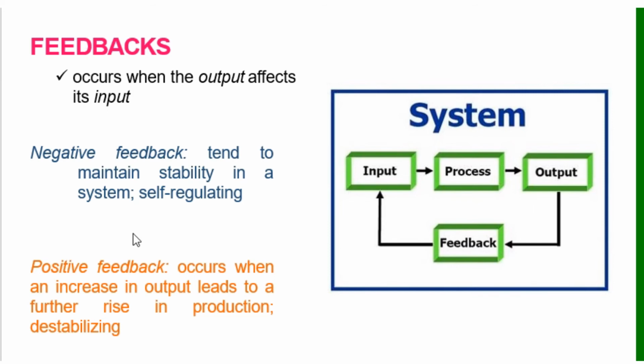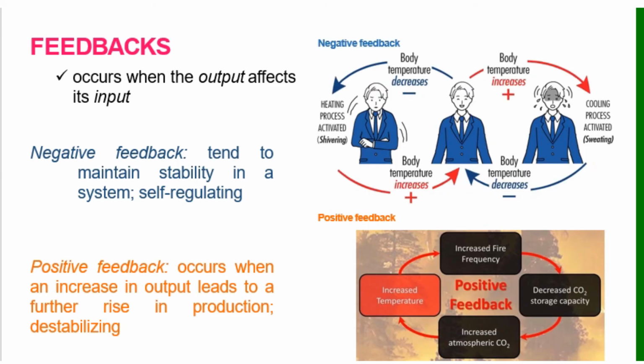For feedback, we have two types, the negative feedback and the positive feedback. By definition, negative feedback tends to maintain stability in a system. This is self-regulating. So when we say stabilization in the ecosystem, this is negative feedback. Positive feedback is destabilizing. Why? By definition, it occurs when there is an increase in the output which leads to a further rise in production, or destabilizing. In this next PowerPoint presentation, it explains the difference between the negative feedback and the positive feedback.